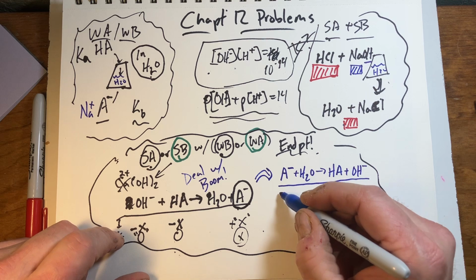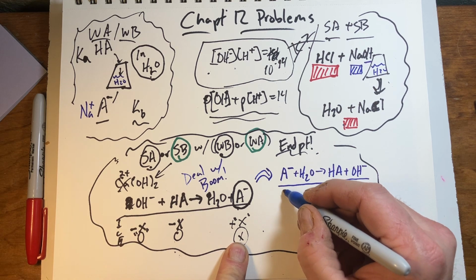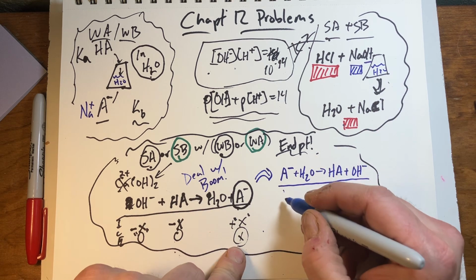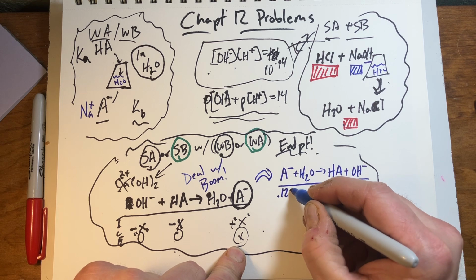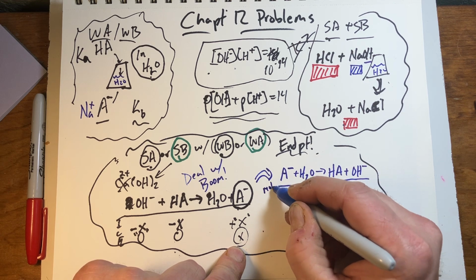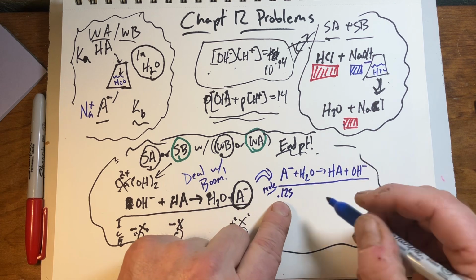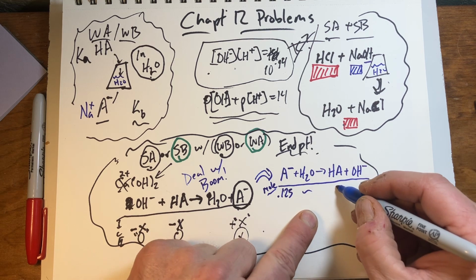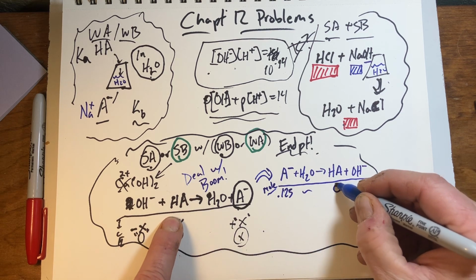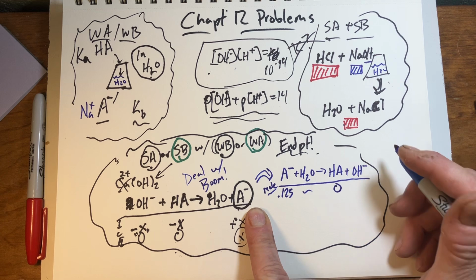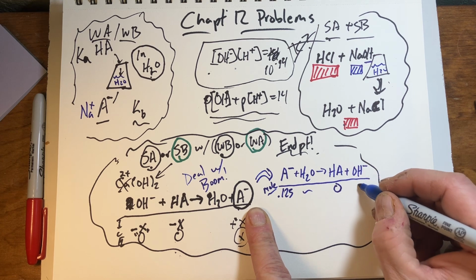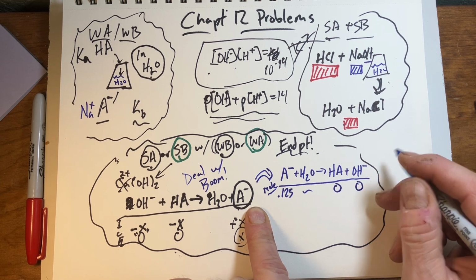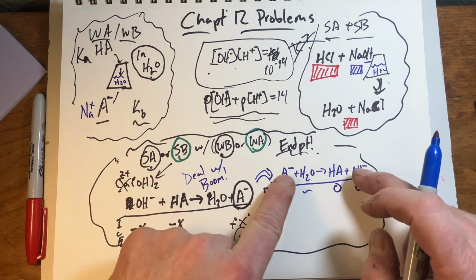So we would take that initial amount of the A⁻, and I'm going to just give it an arbitrary value. Let's say it came out to be 0.125 moles. I'm just coming up with an arbitrary value. Water, of course, we don't care about. We had just titrated completely to the right side, the HA, so it's gone. And we have 0 amount of hydroxide that we've formed from this reaction.